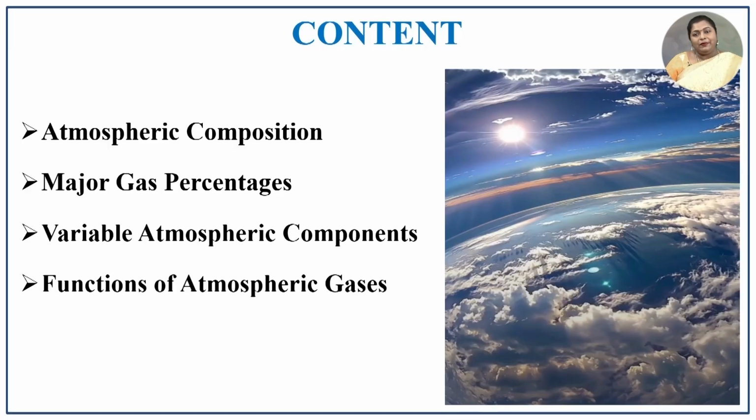In the previous lecture, we discussed the evolution of atmosphere, the evidences which support the evolution of atmosphere, and the significance of atmosphere. In this lecture, we will be discussing the composition of atmosphere. The contents are atmospheric composition, major gases and their percentage, variable atmospheric components, and functions of atmospheric gases. These are the components we will be discussing in this lecture.